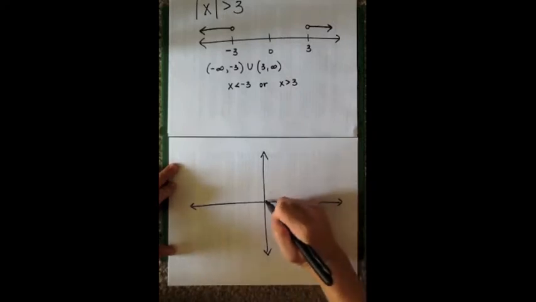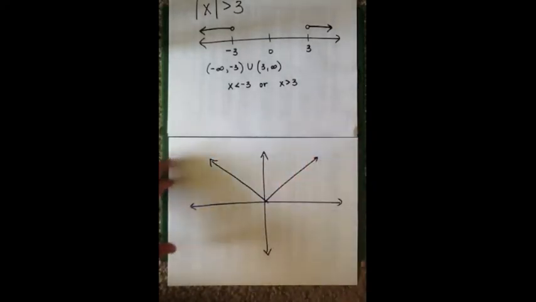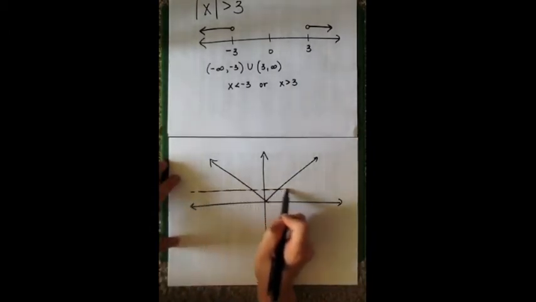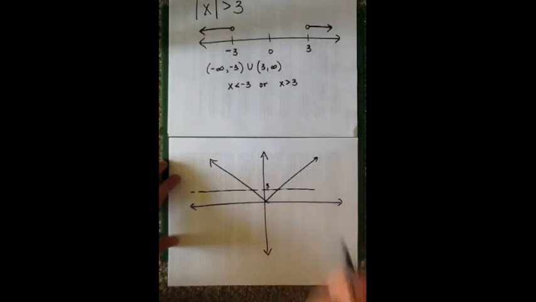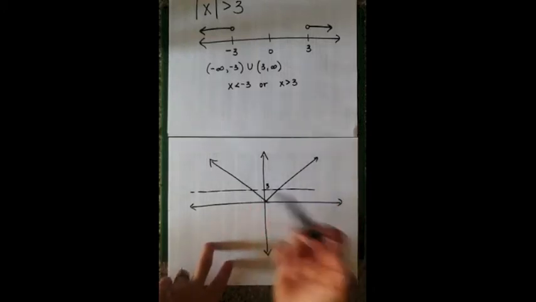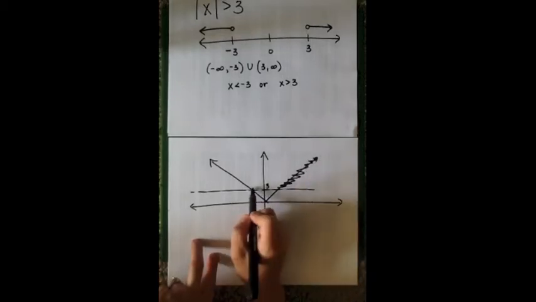So absolute value of x, something like that, and 3. And I'm looking for a distance, or not distance, I'm sorry. I'm looking for a y value that's greater than 3. So where is absolute value of x greater than 3? Well, it's here, and it's here.